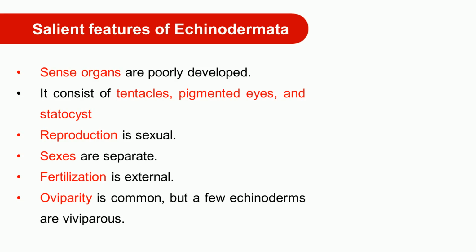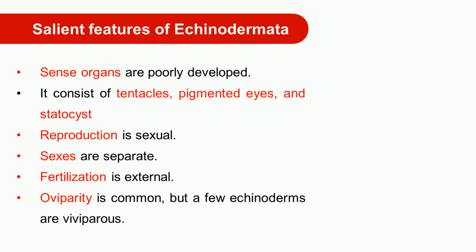Then in that animal, reproduction takes place sexually, and the sexes are separate. That is, the male echinoderm and the female echinoderm are fully separated. Then fertilization takes place outside the body. That means fertilization is external. Sperm and ova are spawned out into the aquatic environment. Then fertilization takes place outside the body, and then comes the next development.